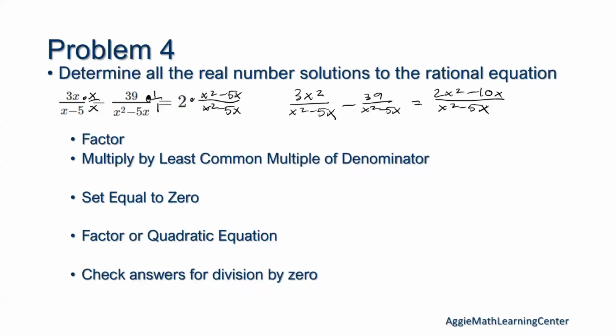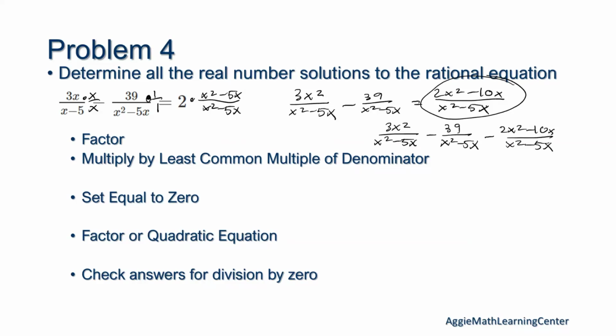So now we're going to bring this term over. So we're going to have 3x squared over x squared minus 5x, minus 39 over x squared minus 5x, minus 2x squared minus 10x over x squared minus 5x.